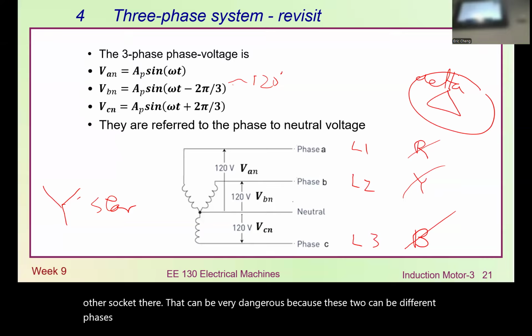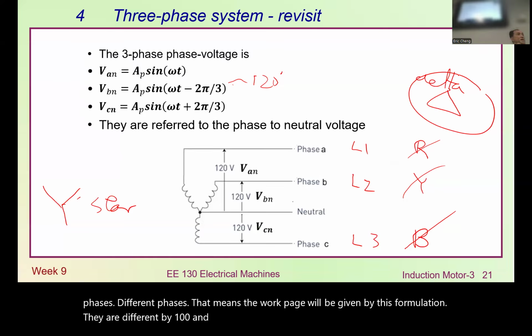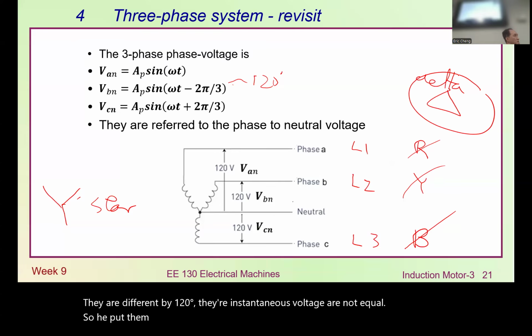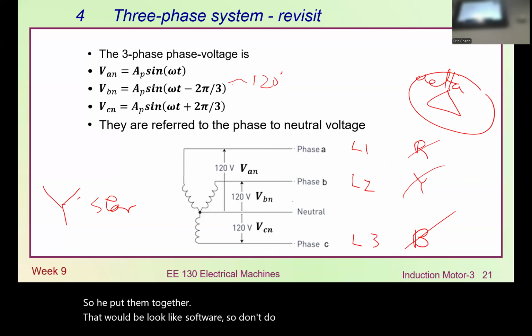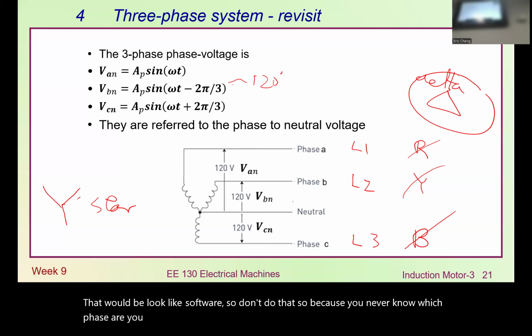That can be very dangerous because these two can be different phases. Different phases mean the voltage will be given by this formulation. They are different by 120 degrees, so the instantaneous voltages are not equal. If we put them together in parallel, that will look like a short circuit. So don't do that, because you never know which phase is used in which socket.